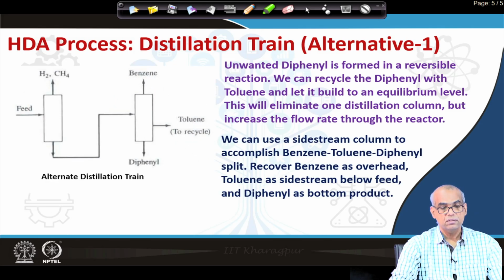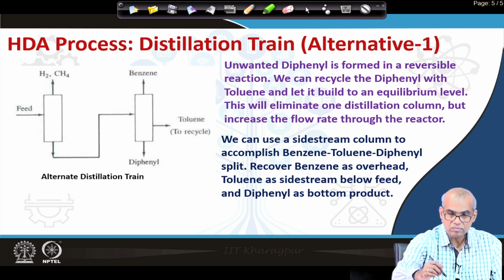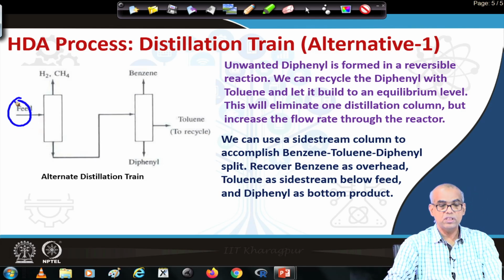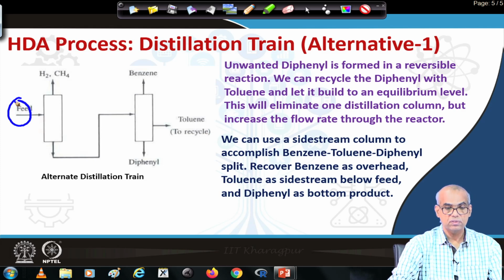Look at the sequence of two distillation columns. This is the feed, which is basically nothing but a mixture of hydrogen, methane, benzene, diphenyl and toluene. Now, in the intuitive flow sheet, we have seen that there is a sequence of three distillation columns: stabilizer, benzene column and the toluene column. Now, do we require all these three distillation columns or can we do with two columns?